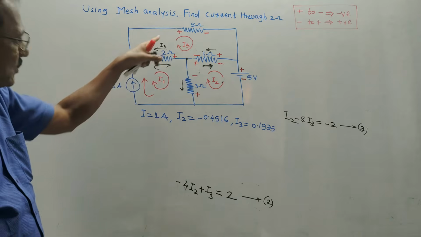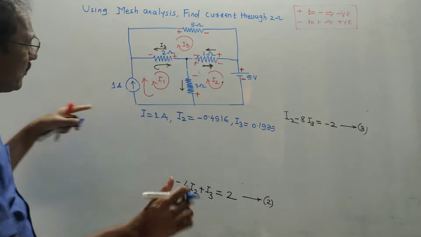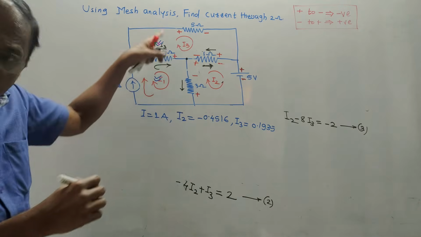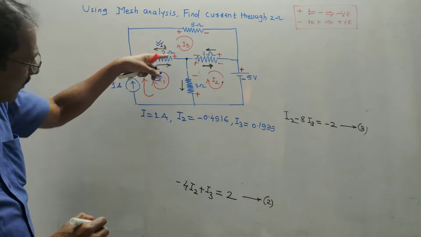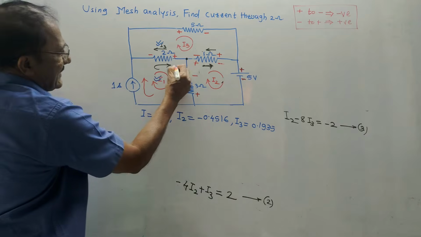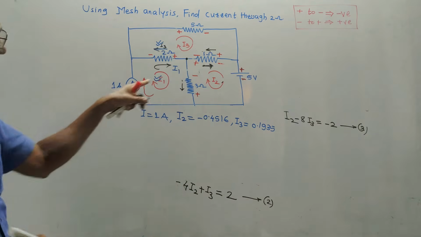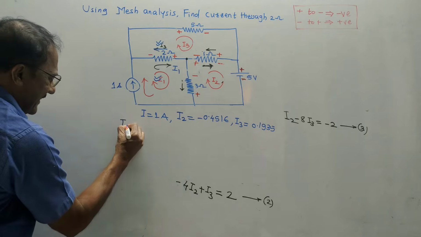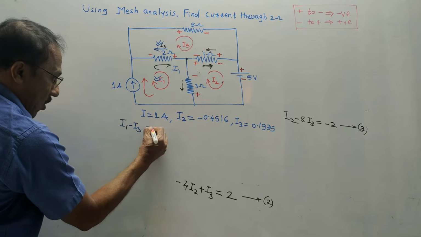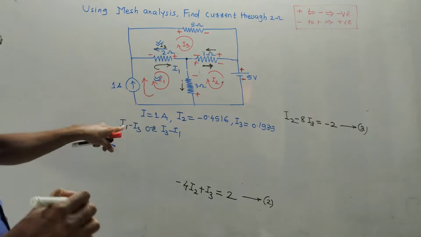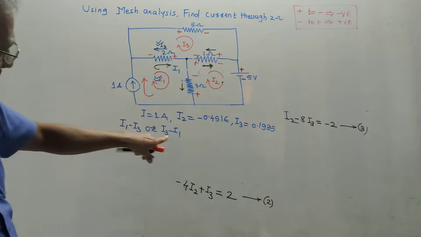Look at this diagram. Through the 2 ohm, which currents are moving? I1 and I3. They are in opposite directions. Through the 2 ohm, two currents are moving. This current is I1 and this second current is I3. They are in opposite directions. So I need to consider either I1 minus I3 or I3 minus I1. So how to select?